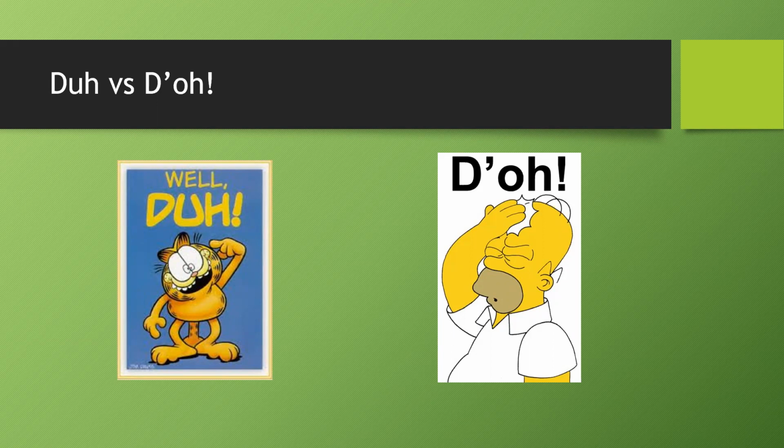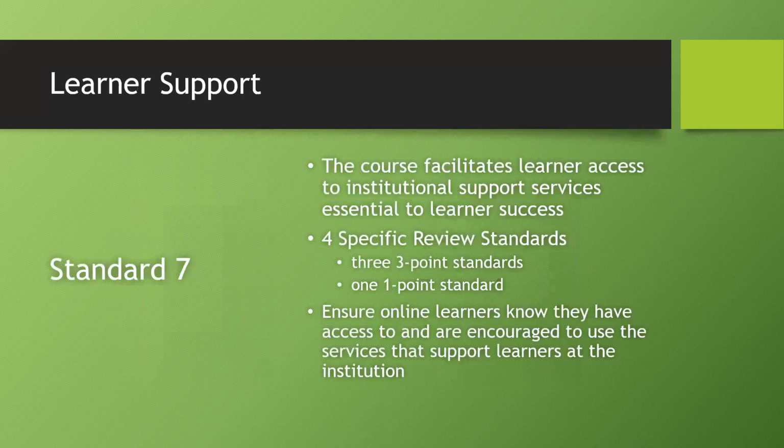We're going to start with Standard 7. So Standard 7 as a whole says that the course facilitates learner access to institutional support services essential to learner success. This has 4 specific review standards. There are 3 that are worth 3 points and 1 that is worth 1 point. And this standard is to ensure online learners know that they have access to and are encouraged to use services that support learners at the institution. So as we go further, we're going to talk about what kind of services we're referring to.